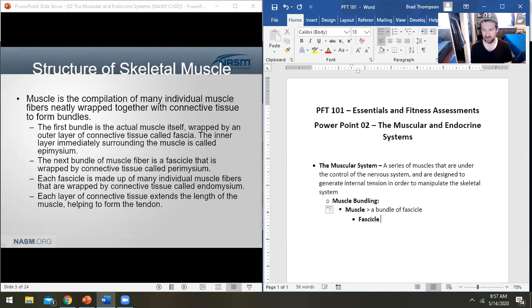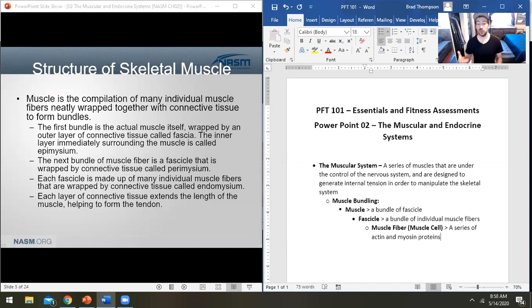Then we have a fascicle, which is a bundle of individual muscle fibers. And then a muscle fiber, and we can go even a little bit deeper here, or muscle cell, is a series of actin and myosin proteins.